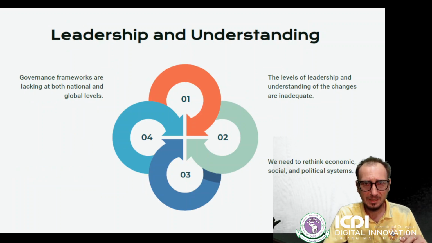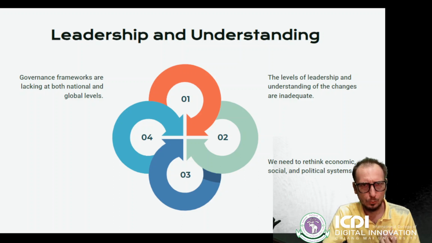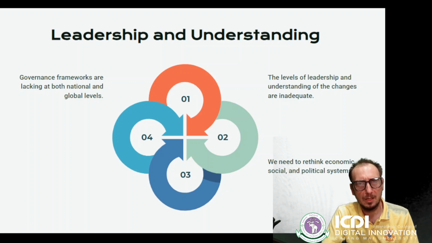First, the levels of leadership and understanding of the changes underway are low. No one understands what is going on. How will AI change our world? Will we lose our jobs? Will we have different jobs? We need to rethink our economic, social, and political systems to respond to this revolution. At both national and global levels, the framework needed to govern the spread of innovation and reduce disruption, this is what has to be done. In many ways, we don't understand how this disruption will affect our society.